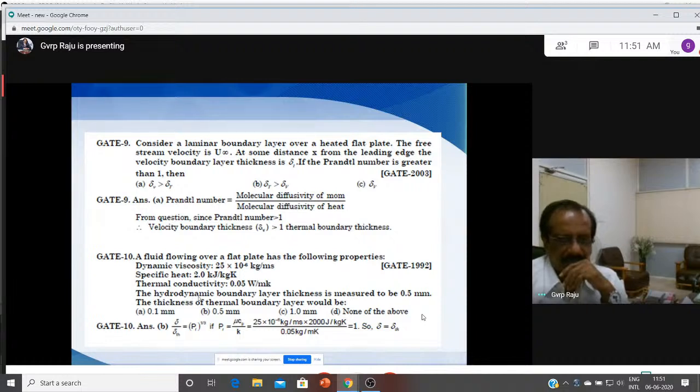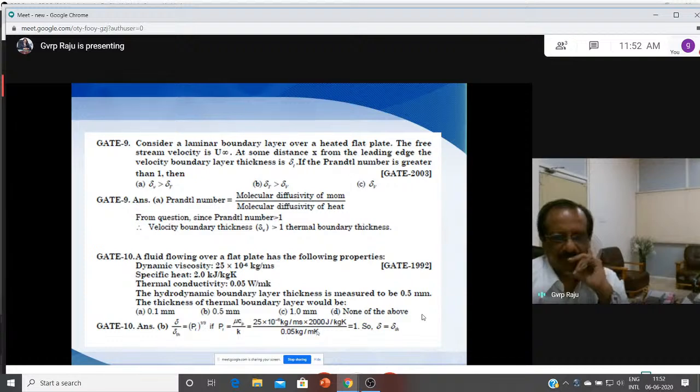The dynamic boundary layer thickness is measured to be 0.5 mm. The thickness of the thermal boundary layer would be? So we have the equation here, delta by delta thermal, the boundary layer thickness ratio, which is equal to Pr to the power 1 by 3. So the equation finally is mu Cp by K. Here mu he has given 25 into 10 power minus 6, and this is the specific heat.